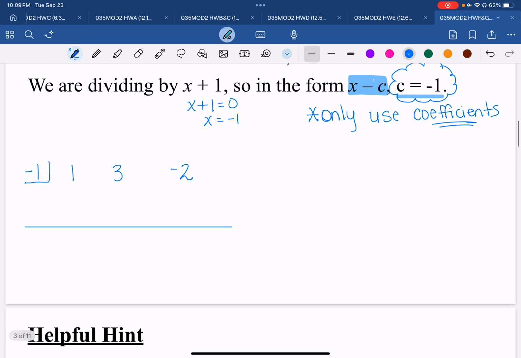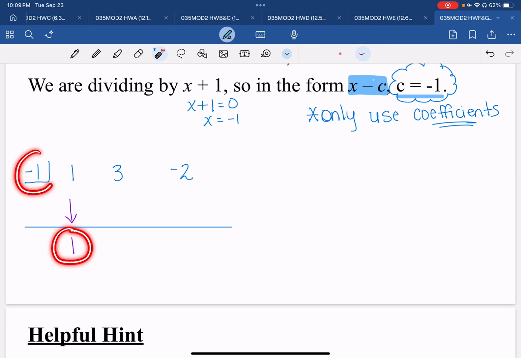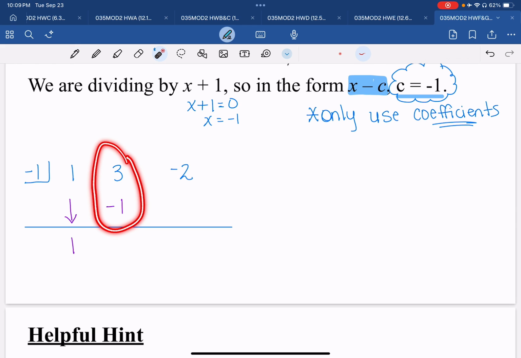Here's how it works. First thing we're going to do, we're going to drop down that first number. The only operations we use are multiplication and addition. We're going to multiply this by this. So 1 times negative 1 is negative 1. Then we're going to add these two. So 3 plus negative 1 is 2.